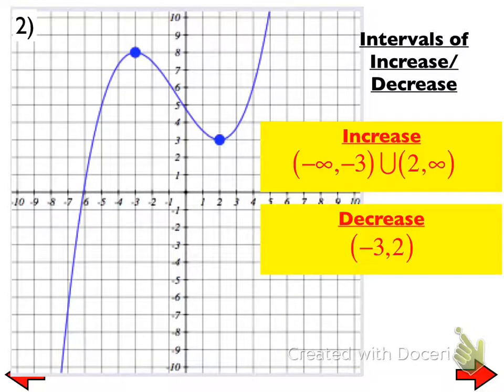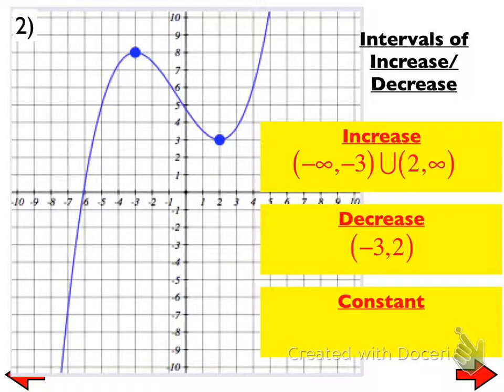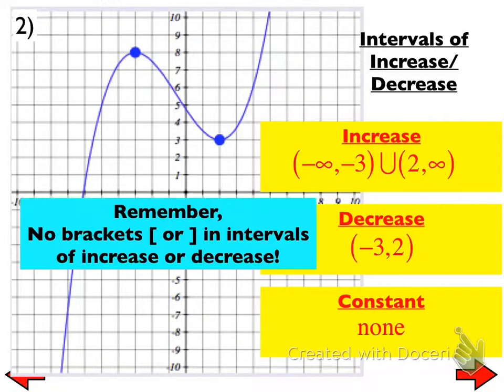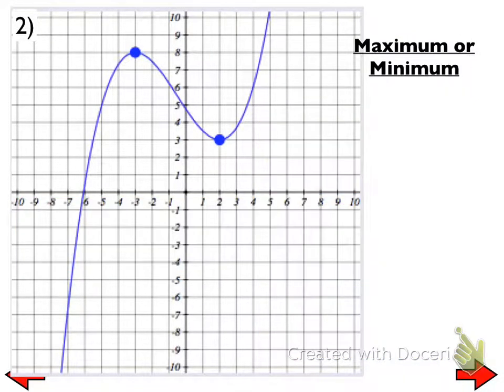Now, maximum and minimum. This confused a few people, and you've never seen something like this before, so that's totally natural. By the way, there is no constant interval there. And remember, don't use brackets in intervals of increase or decrease.